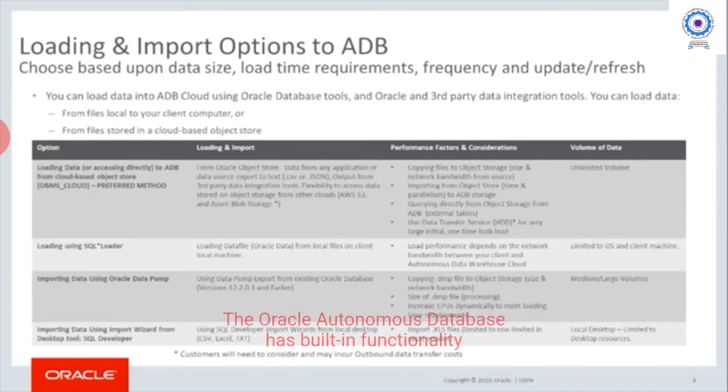The Oracle Autonomous Database has built-in functionality called DBMS Cloud, specifically designed so the database can move data back and forth with external sources through a secure and transparent process. DBMS Cloud allows data movement from the object store, data from any applications or data sources, export to text, .csv or JSON, output from third-party data integration tools.